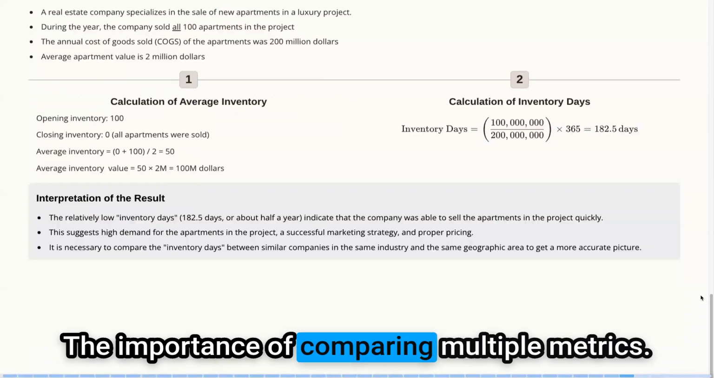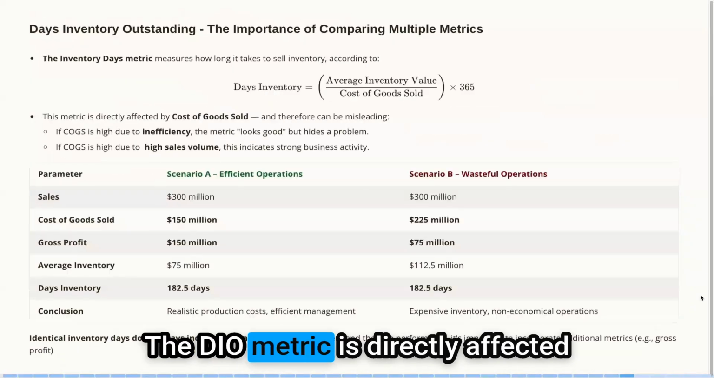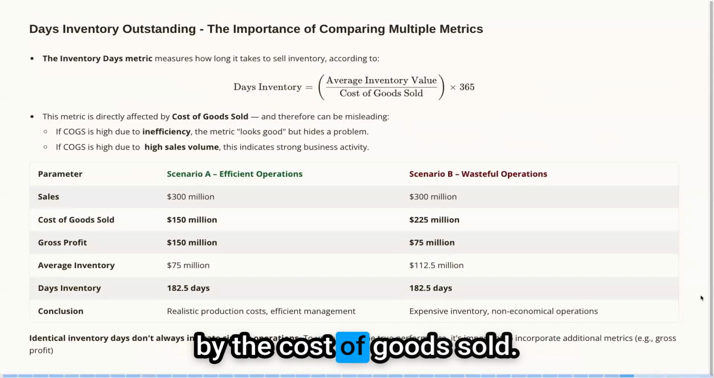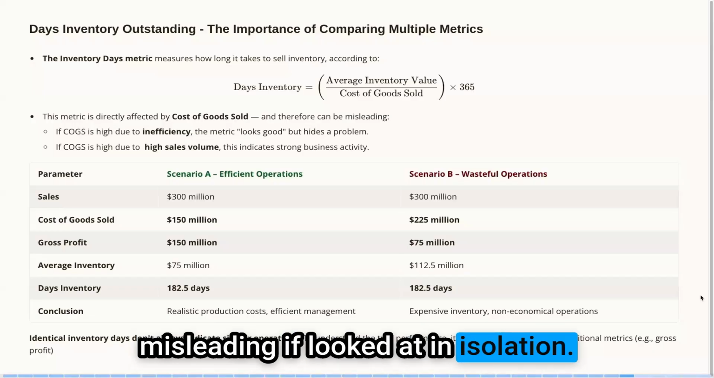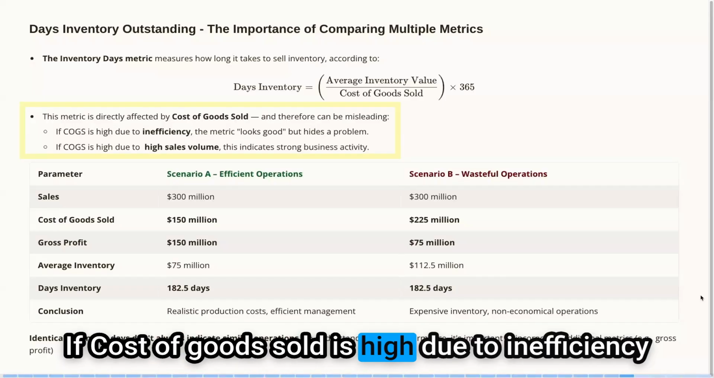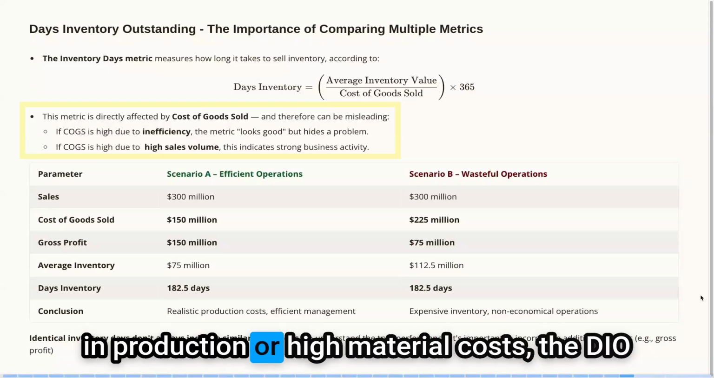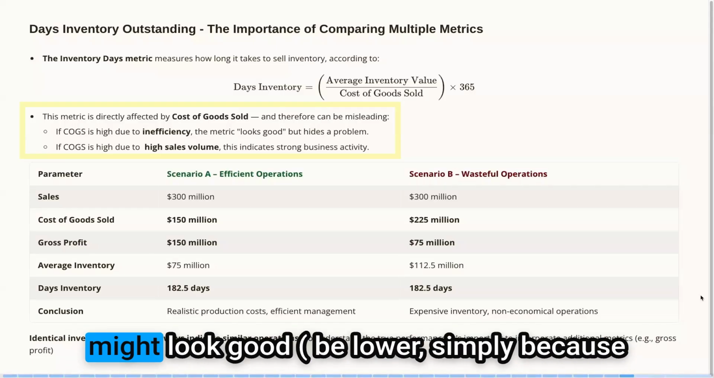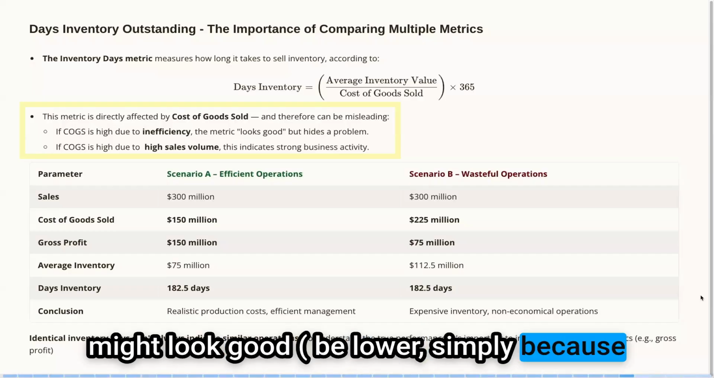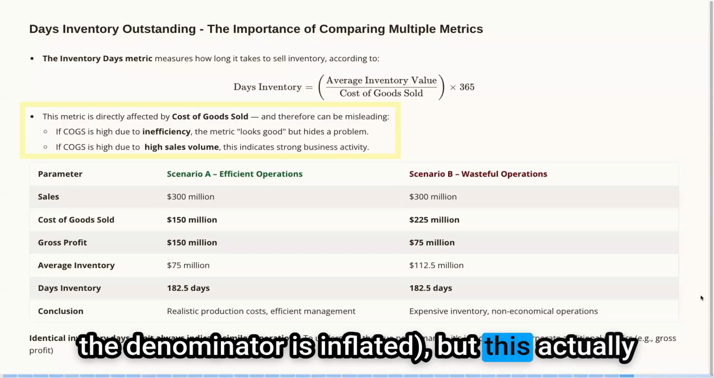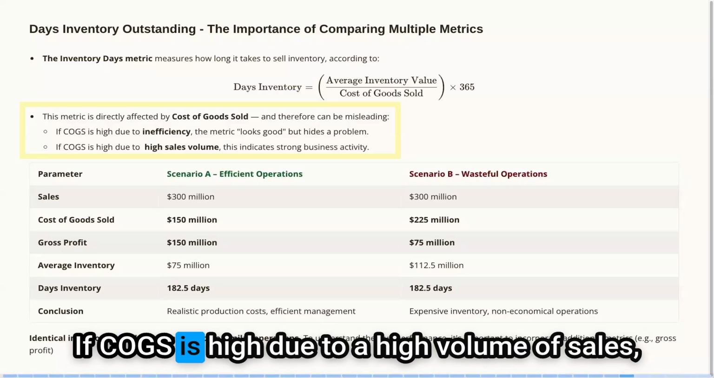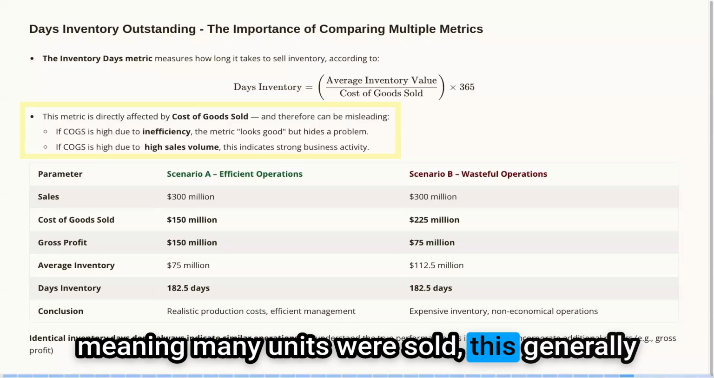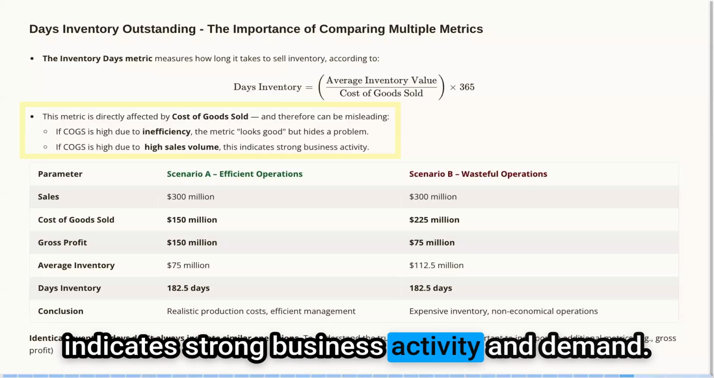The importance of comparing multiple metrics. The DIO metric is directly affected by the cost of goods sold. This means it can sometimes be misleading if looked at in isolation. If cost of goods sold is high due to inefficiency in production or high material costs, the DIO might look good, be lower, simply because the denominator is inflated, but this actually hides an underlying problem with profitability. If COGS is high due to a high volume of sales, meaning many units were sold, this generally indicates strong business activity and demand.